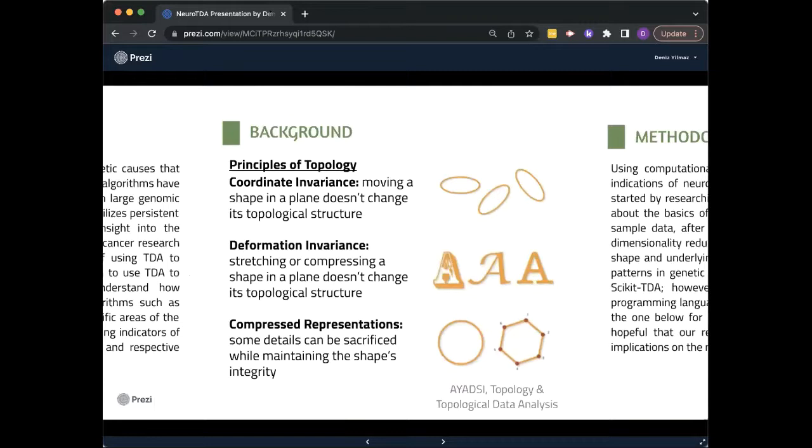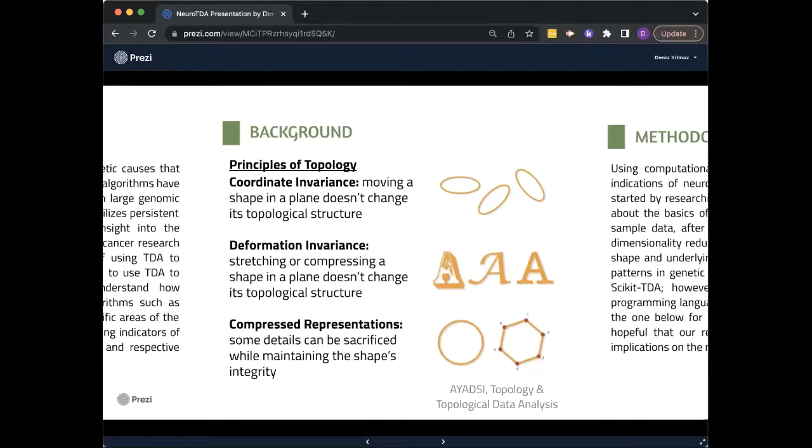Now I'm going to be talking about the principles of topology. One of the first principles is called coordinate invariance. This is the principle that our data, or the shape of our data in this case, doesn't depend on the coordinate choice we use. So we don't have to take into account position, and the shape of our data stays the same. The second principle is called deformation invariance. This is the principle that stretching or compressing a shape in a plane doesn't change its topological structure. To decode that a little bit, the shape of our data doesn't change by how we alter or deform that data itself. So our structure remains intact.